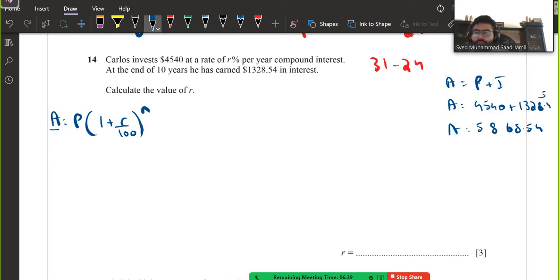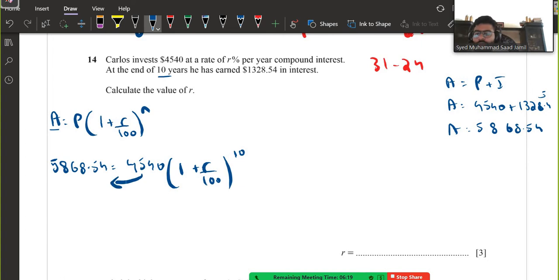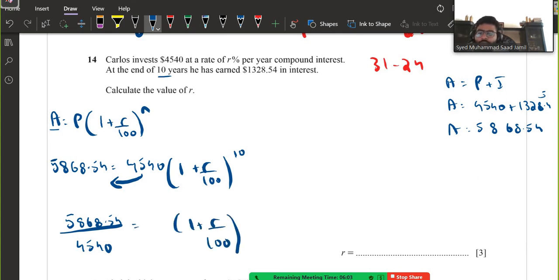In place of A, just write 5868.54 equals P, principal, which we already know, 4540, times (1 plus R, rate we don't know, upon 100) raised to power 10, because 10 is the number of years. 4540 will go over there and it will be divided. So this becomes 5868.54 divided by 4540 equals (1 plus R upon 100) raised to power 10.